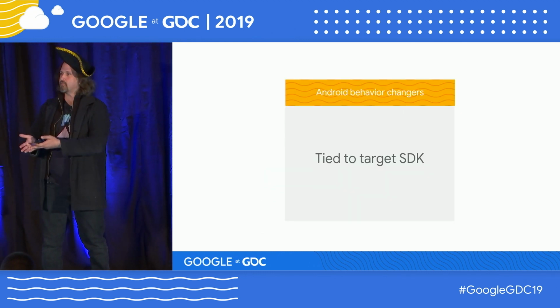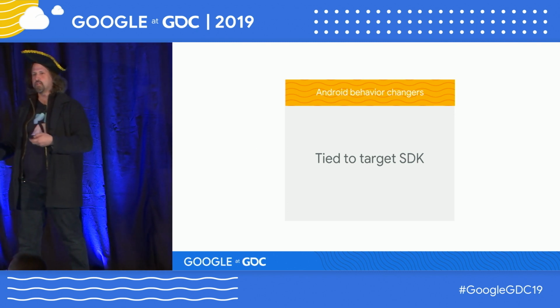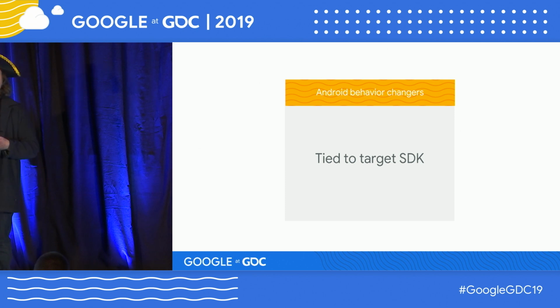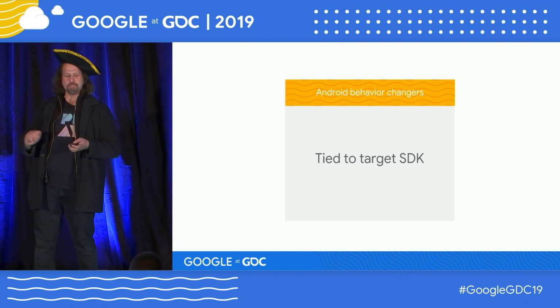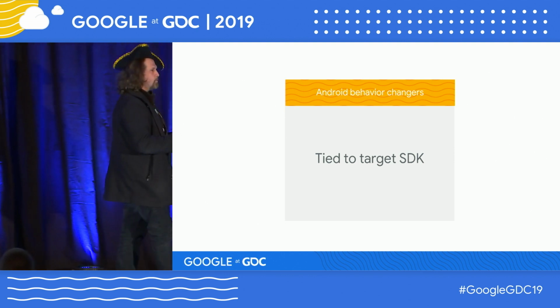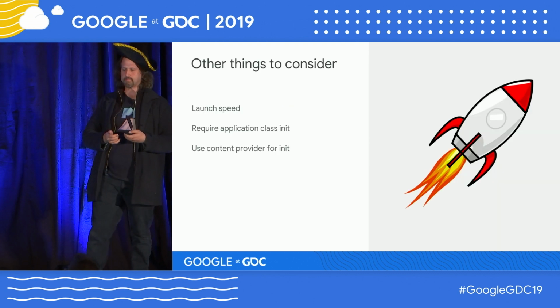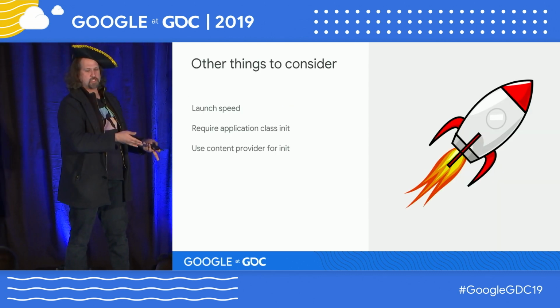And this is important because there actually are some Android behavior changes that are tied to the target SDK version. Android, in many cases, actually preserves some out-of-date functionality for apps that are targeting older SDK versions for the purposes of compatibility. Libraries and SDKs can also do things like impacting launch speed.